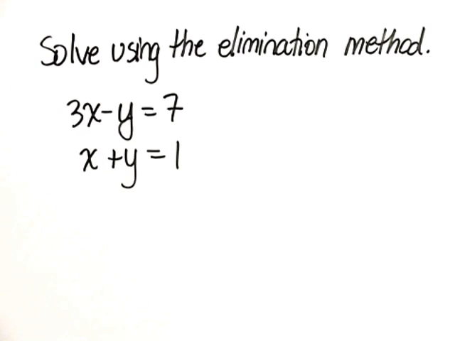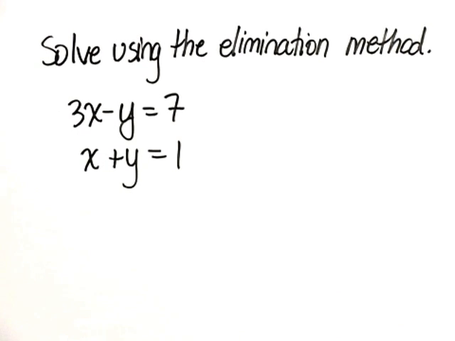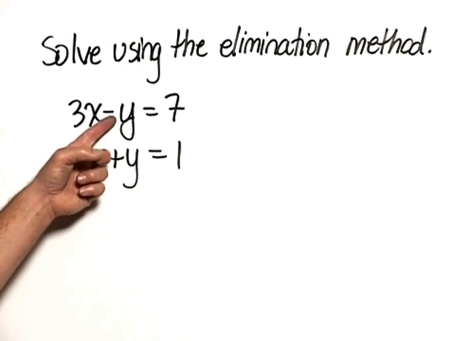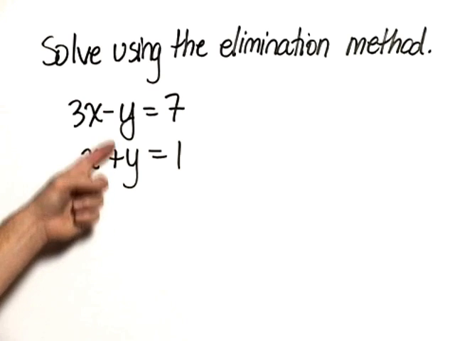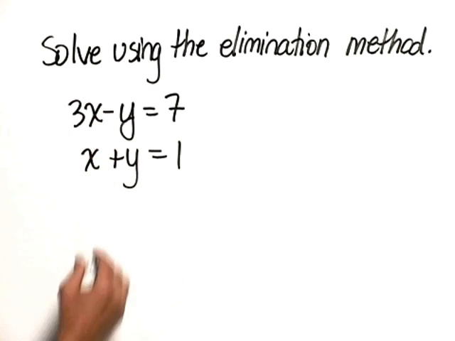Solve using the elimination method. 3x minus y equals 7, x plus y equals 1. Now when you use the elimination method, you look to see if the given equations have the same variable with opposite coefficients, which we can see that the y variable does, -1, +1.